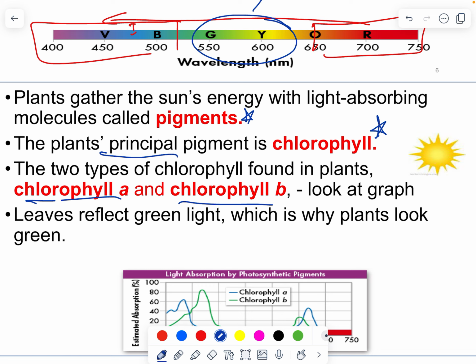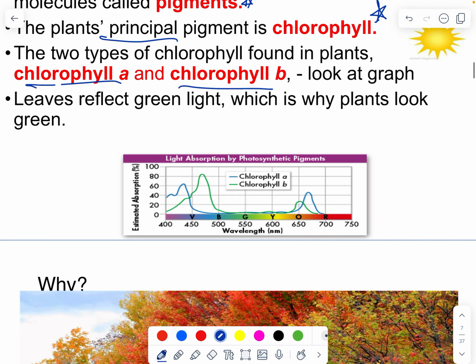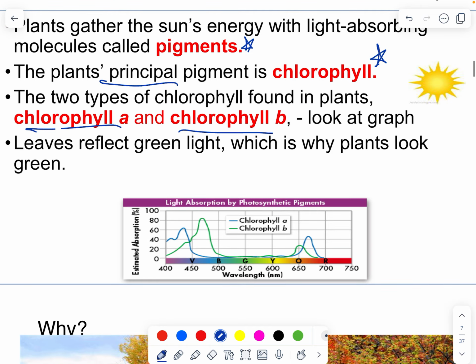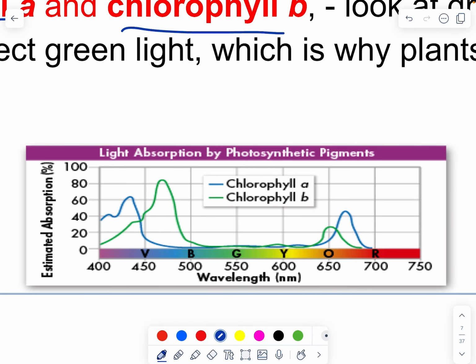And so leaves reflect green light, which is why plants look green, okay? And so we'll talk about this, but I can show you this right now. I'll zoom in a little bit. You can see right here that on the side, we're talking about absorption, right? What are we absorbing? And notice that we're absorbing like between 60, 80, 40% from here over, right? Violets, indigos. We're absorbing lots of oranges and reds too. But notice that we are not absorbing right here. Not much, at least. And that is why that is reflected, okay?